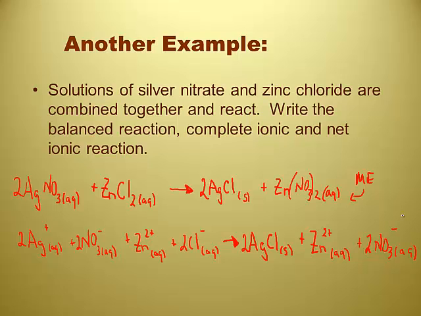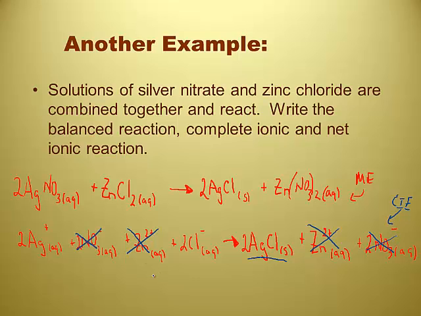Well, that's easy. I should write CIE first. Underline the precipitate for me. All right, here's the precipitate. So if the silver ion and the chloride ion make the precipitate, they are not the spectator ions. So that means zinc and nitrate.